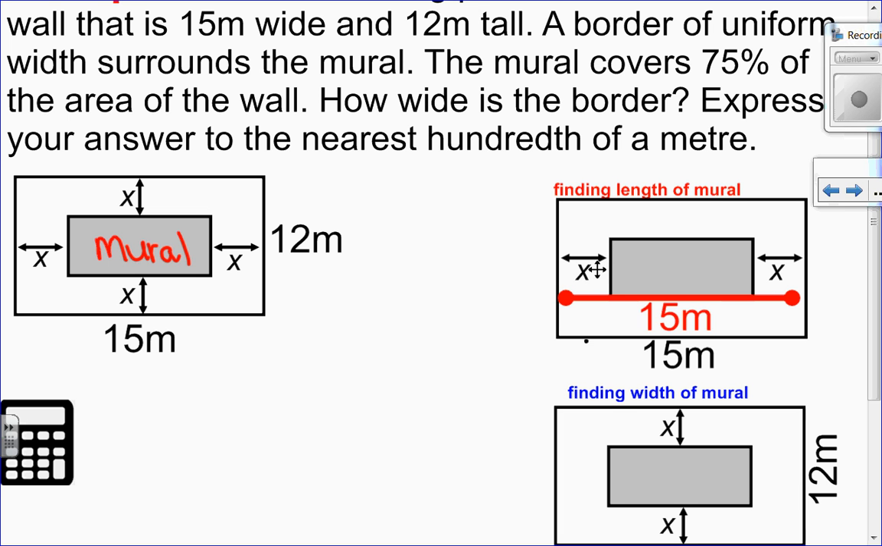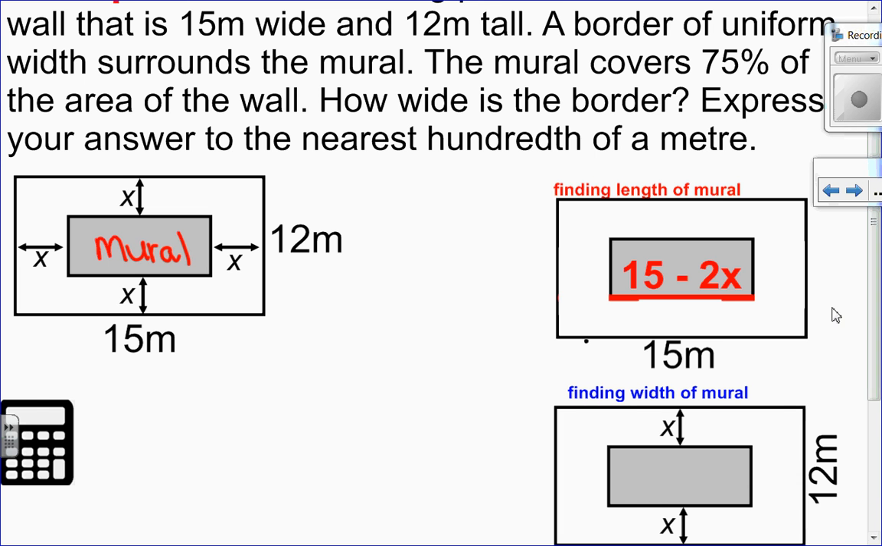So I don't have any painting of the mural here for X or here for X. So I'm actually going to subtract from the 15. I'm going to take away the width of X, and I'm going to take away another width of X. So really what I've done is I've taken 2 X's away from 15. So that will become the length of my mural.